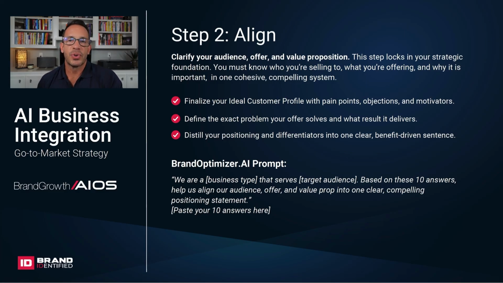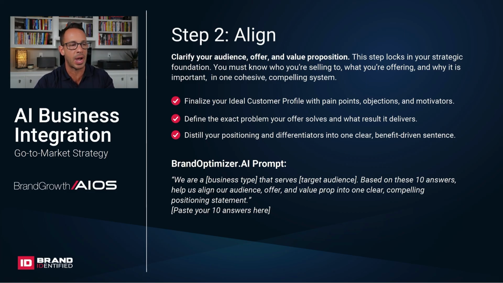So with this step in the framework and all additional steps in the framework, I've given you an AI prompt to use. Now, more specifically, it's a BrandOptimizer.ai prompt. Now, BrandOptimizer.ai is a custom GPT that I've developed off of the knowledge base at Brand Identified that is based off of working with hundreds of clients over the past 25 years. So I want to make sure that you're dropping this prompt and then all next prompts into BrandOptimizer.ai, not just random ChatGPT or another large language model.